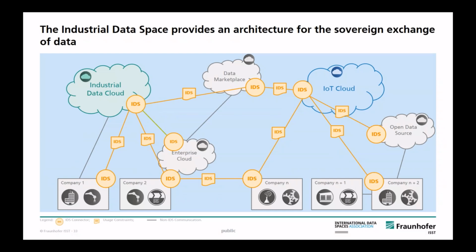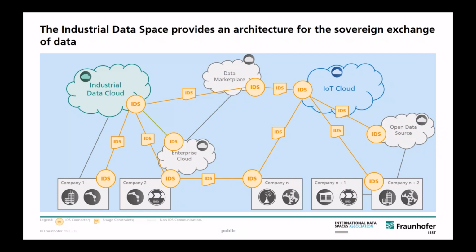This materializes as a data ecosystem in which multiple actors, participants utilize the IDS software components, in particular the connector as outlined here, to attach usage constraints, usage conditions to their data as the data is made available to other partners in this ecosystem.